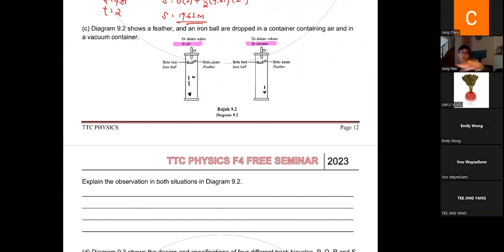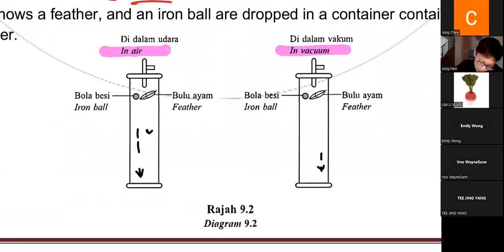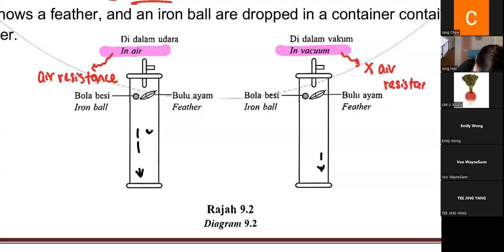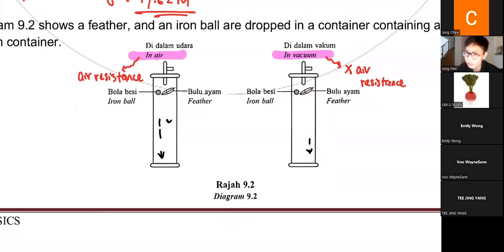So Rushini, in air or vacuum? The feather will fly upwards. Tomorrow. Okay, come on, guys. It won't fly upwards, okay? Now, what is in air? Air basically talks about air resistance. Air resistance is something that will technically slow you down, right? Then what about in vacuum? In vacuum, I have no air resistance. So one is with air resistance, one is with no air resistance.